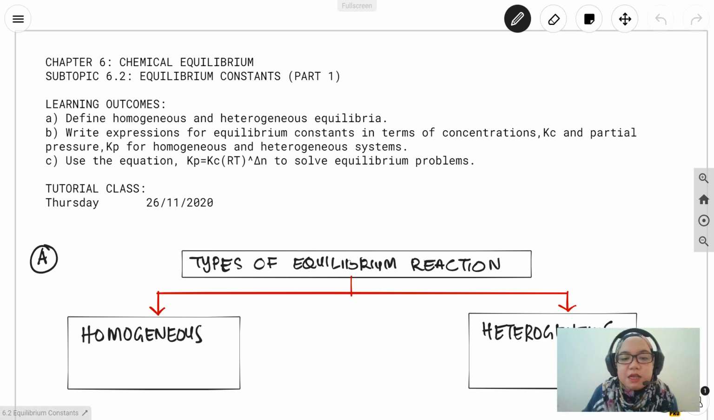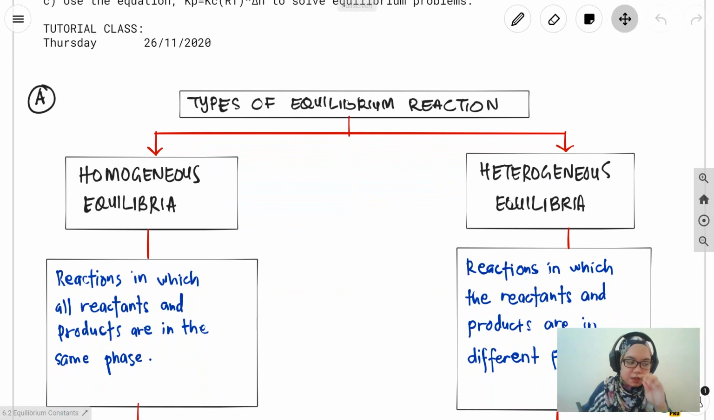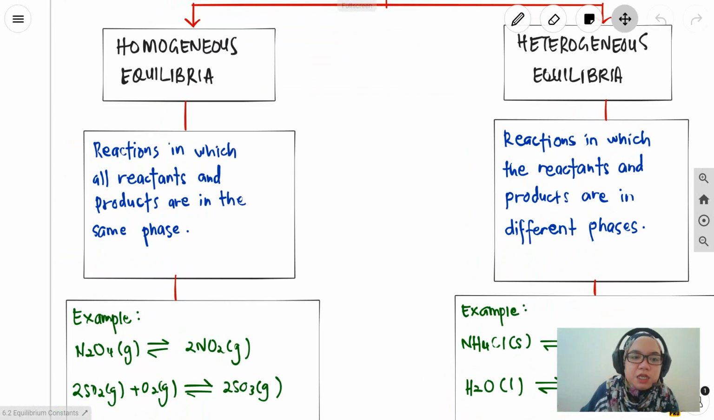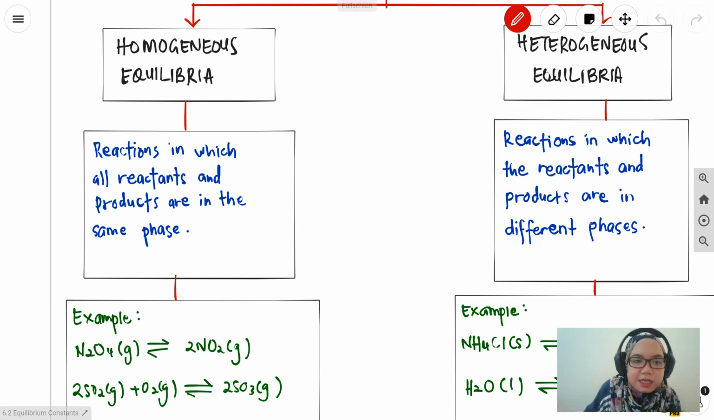Now there are two types of equilibrium reaction. The first one is homogeneous equilibria and the second one is heterogeneous equilibria. So what is homogeneous equilibria and what is heterogeneous equilibria? Homogeneous equilibria is the reaction in which all reactants and products are in the same phase.